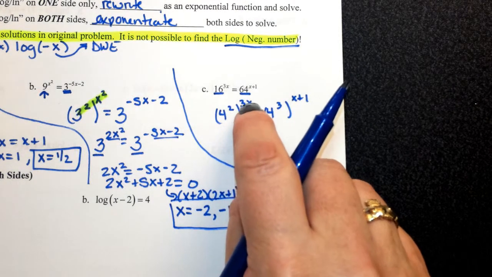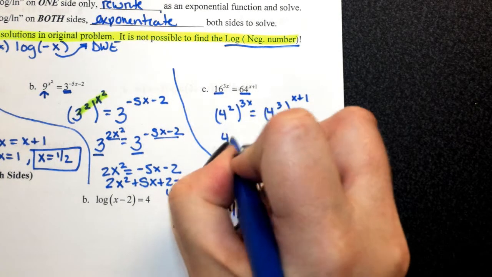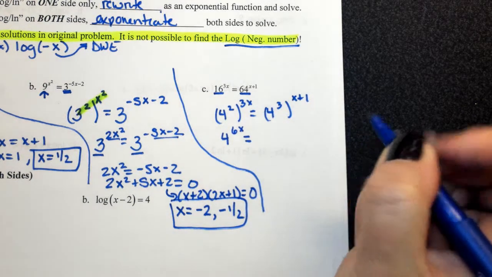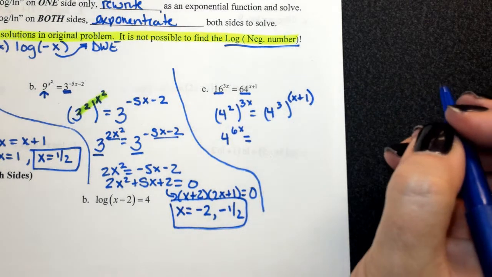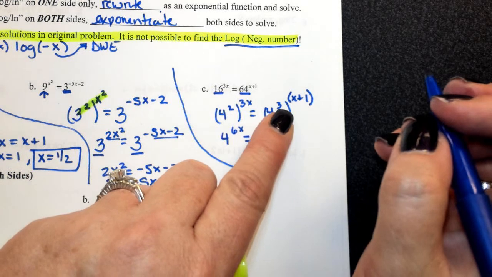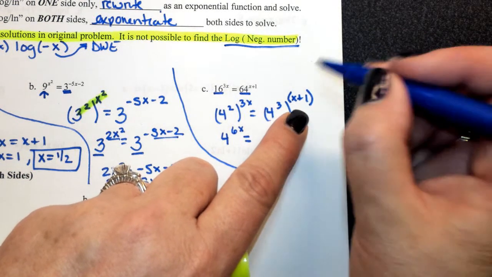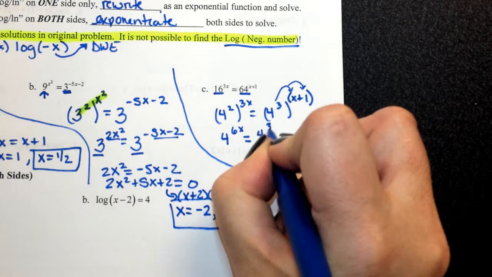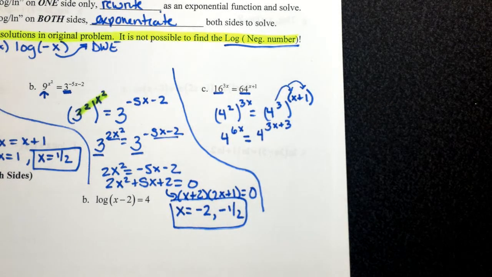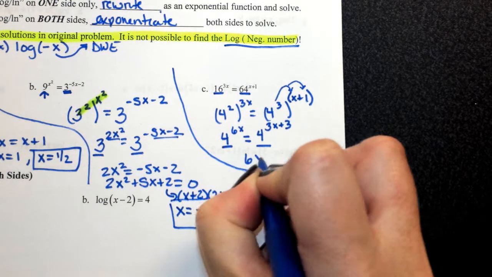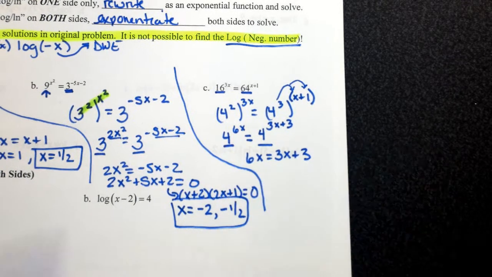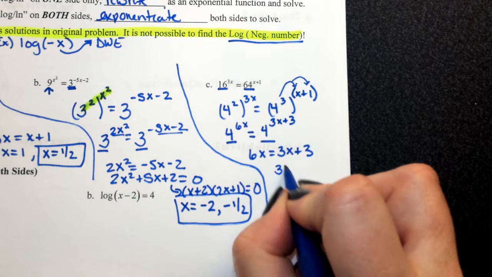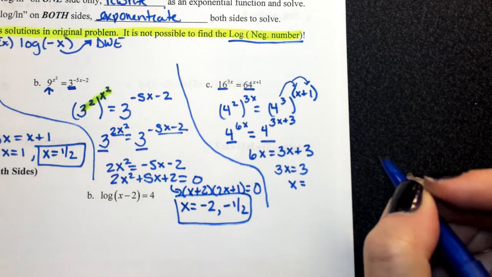Again, I know when I have a power to a power, I'm going to multiply. So on the left-hand side, I'll have 4 raised to the 6x. Now be careful, guys. There's actually parentheses around that x plus 1. So when I take 3 and multiply it by x plus 1, what am I going to have to do with that 3? I'm going to have to distribute. So that's going to give me 4 raised to the 3x plus 3. So any questions on how I rewrote both sides of the equation with a base of 4? Now that my bases are the same, I can set my exponents equal to one another. So I can subtract my 3x, so 3x is equal to 3. So what's x going to be equal to? x will be equal to 1.